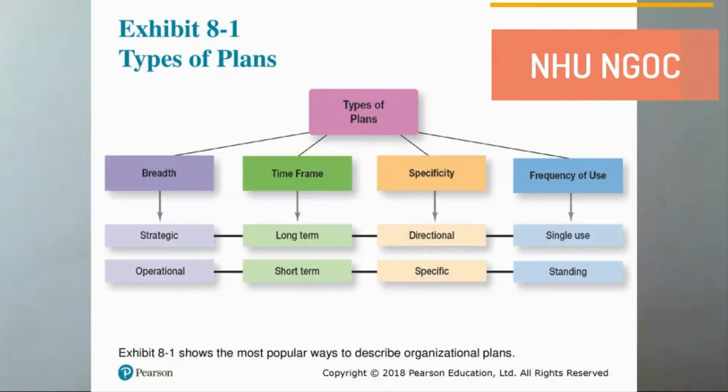There are two types of goals, stated goals and real goals. There are four types of plans, and each type has two specific descriptions. Breadth has strategic and operational. Time frame has long-term and short-term. Specificity has directional and specific. Frequency of use has single-use and standing.